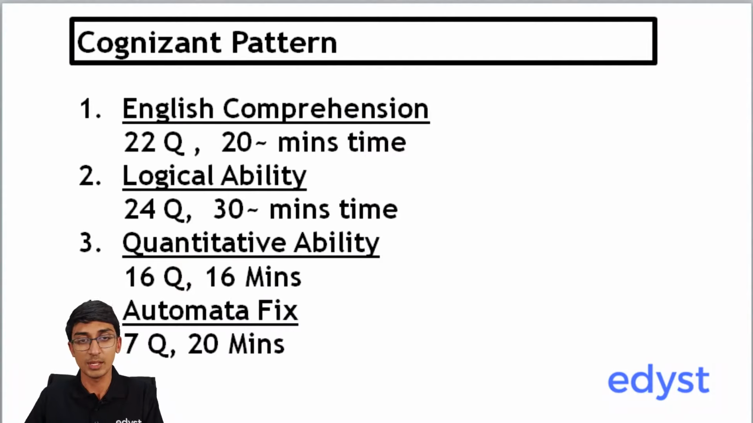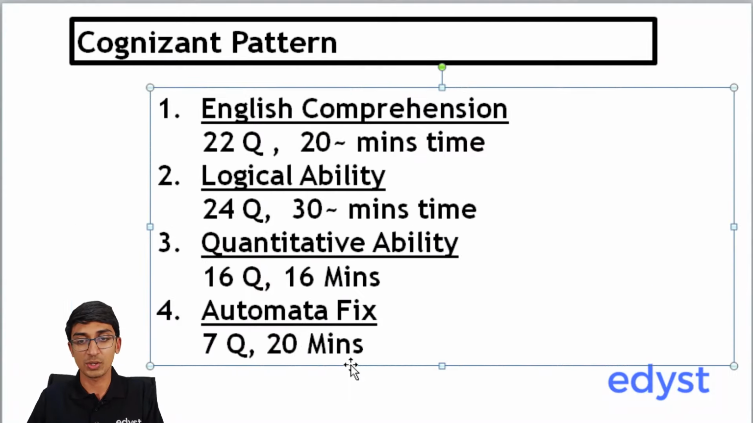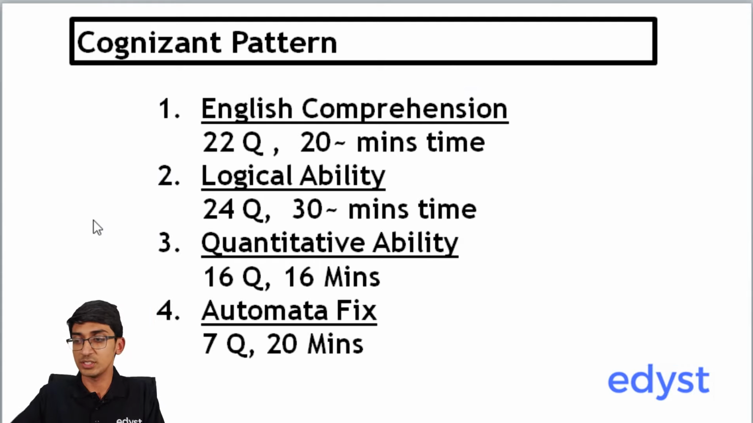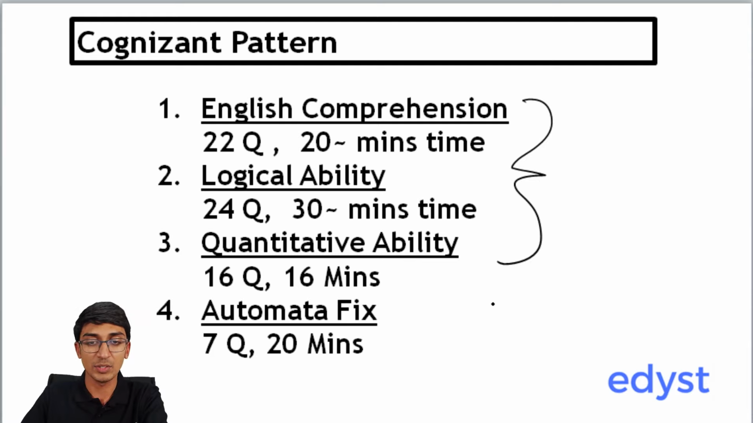Cognizant is this time going to follow the following pattern. This is the pattern that they've been following, and they're going to use this sort of pattern around this time. So these are the things that you should be focusing on. Number one is the English comprehension part. This is English, logical, and quants, which is generally there in most AMCAT based questions. And then you have the Automata Fix section. Now this Fix section is usually the more difficult one. There will be 7 questions in 20 minutes, which means that you have roughly about 2.5 minutes per question.